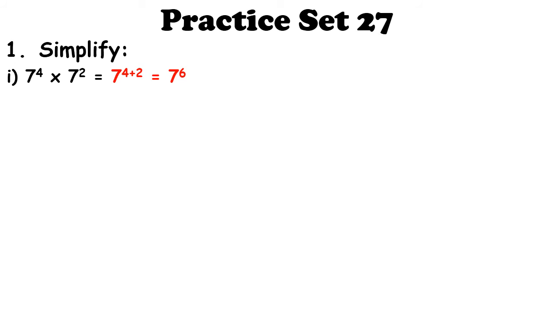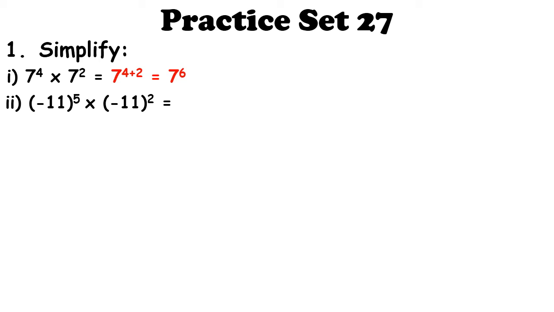Let's solve an exercise using this rule. Practice set 27. Simplify. First question, 7 raised to 4 multiplied by 7 raised to 2. Here, the bases are same but the indices are different. So, we will add them. 7 raised to 4 plus 2, which is equal to 7 raised to 6.